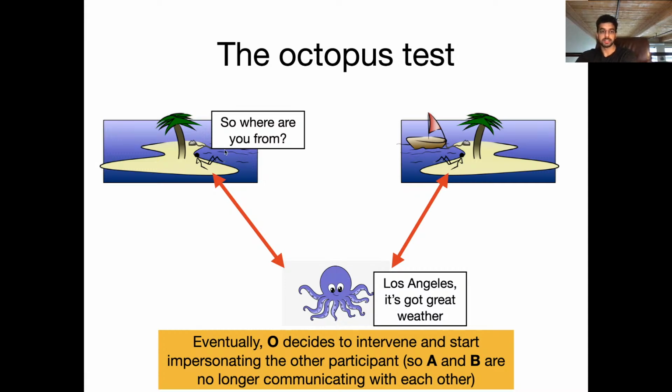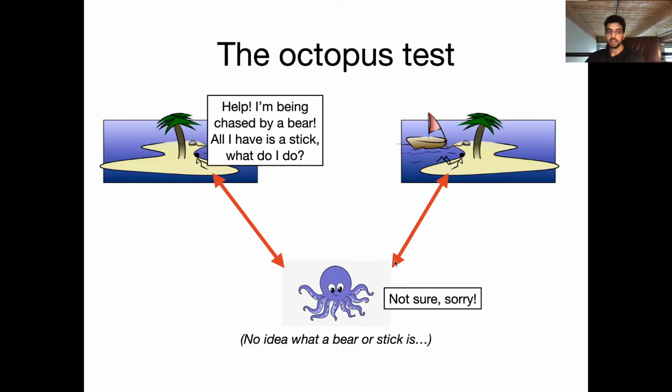So here, if person A asks, so where are you from? The octopus replies, it's got great weather, but person B never participated in this conversation. So finally, the main point of this example is what happens when person A produces some text that requires some sort of high-level reasoning of concepts that are way beyond the understanding of the octopus, because it's only seen the form, right?